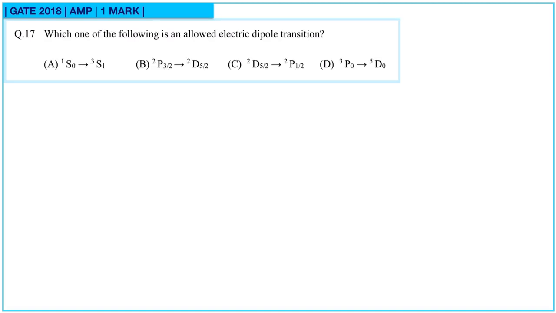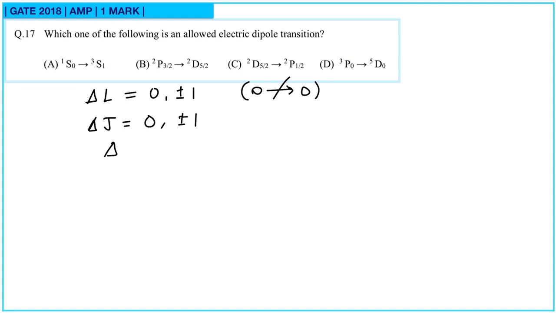Next question. Which one of the following is an allowed electric dipole transition? Now for electric dipole transition, delta L is equal to 0 plus minus 1, and if it is going from 0 to 0, then it is not possible. Otherwise, we have delta L 0 plus minus 1, delta J is 0 plus minus 1, and delta S is 0. Now we have to check for all. Here delta S is 0, so it cannot change. So it is S to S, P to D, D to P, and P to D. So which is allowed, that we have to find.